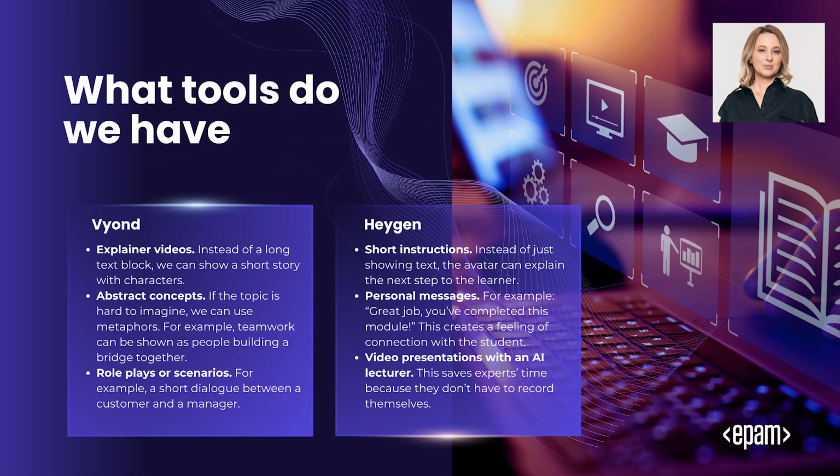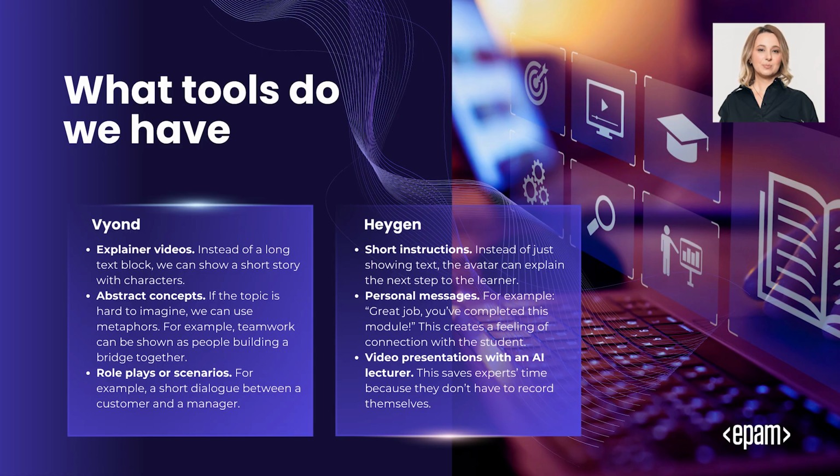So, how do we choose? Vyond is best for showing processes, stories, metaphors, or role plays. It's about animation and visualization. HeyGen is best for instructions, announcements, presentations, and personal contact. It's about presence and connection. And the most effective courses often combine both.